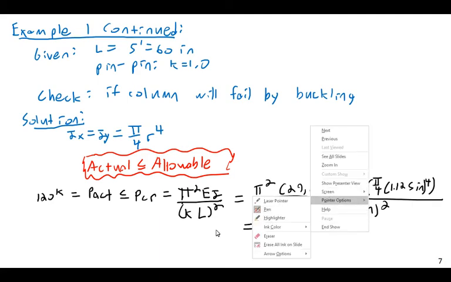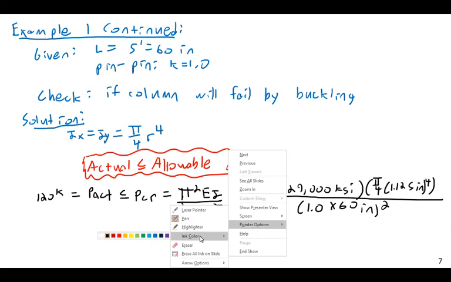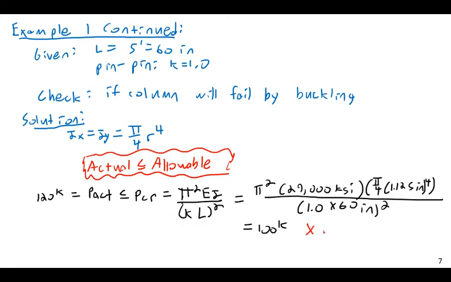It's steel, 29,000 ksi, that's the elastic modulus. Okay, so then this is no good. The actual load on this is 120 kips. The allowable load, even without any factor of safety at all, is only 100 kips. So this is literally going to fail. This is going to buckle. It's not even close. It fails by buckling before yielding.